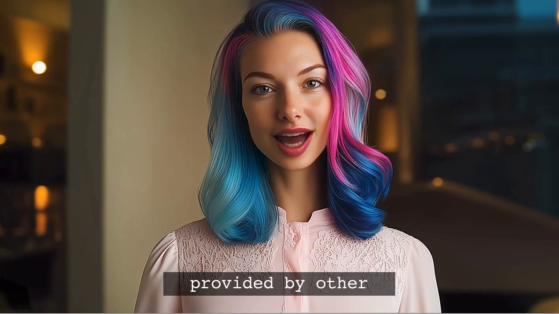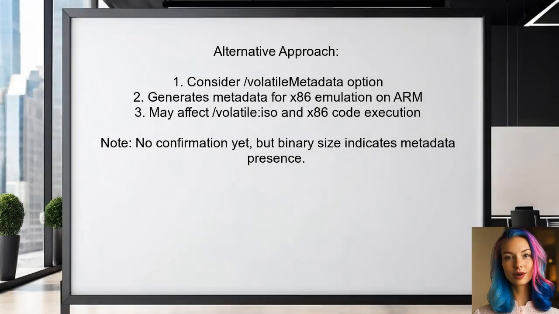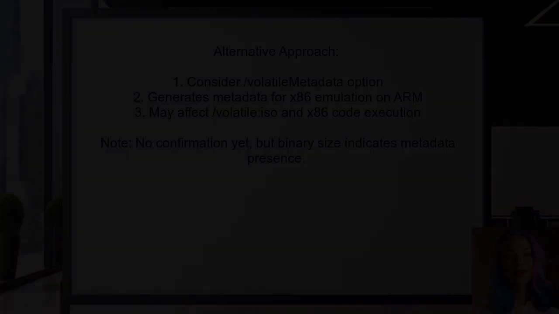Now let's look at the answers provided by other users. Another user suggests considering the undocumented option /volatile:metadata. They mention that when this option is enabled, it generates metadata for emulating x86 on ARM. This could potentially impact how /volatile:iso affects volatile metadata and x86 code execution on ARM.